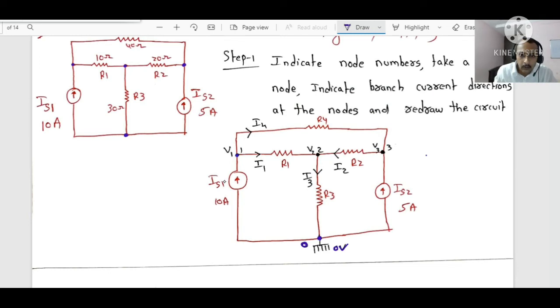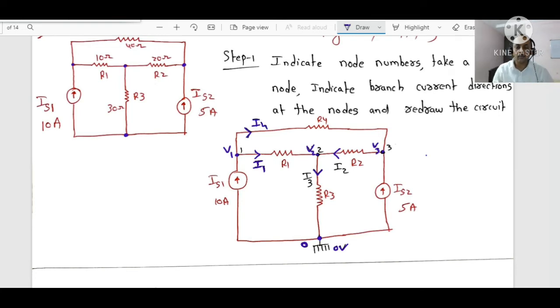Now for the remaining nodes, indicate the node voltages. This is V1. This node is the second node, indicate it as V2, and this is the third node, V3. And you indicate the branch currents, the currents flowing in the branches. Current flowing through R1, let it be I1. Current flowing through R2, I2. Current flowing through R3, I3, and through R4, I4.